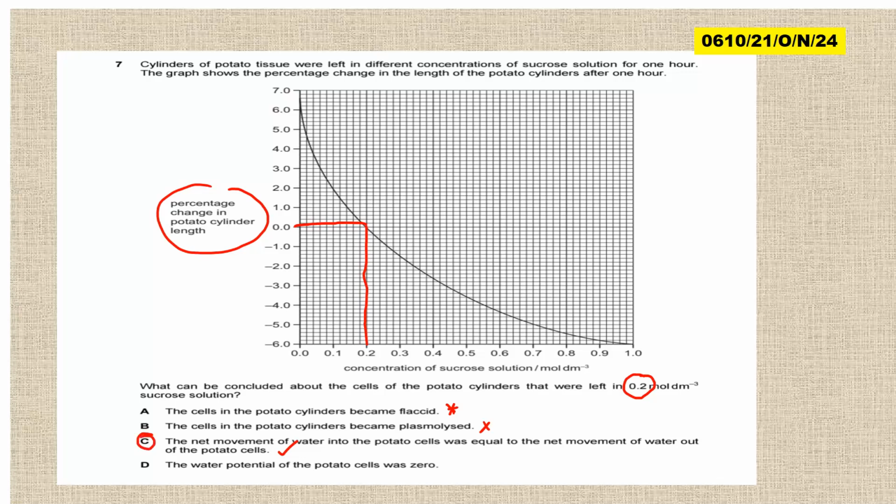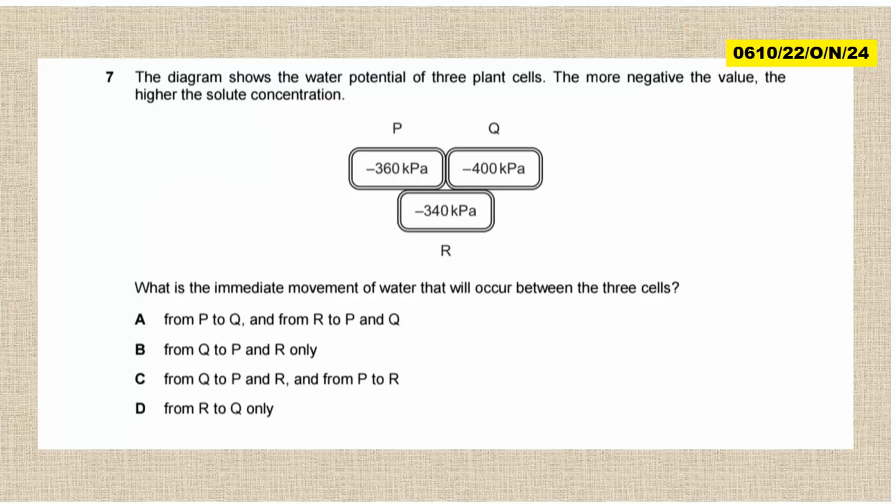And I guess you understand what is happening here. So C, we are going for C as the answer. What is your answer here from your analysis? The diagram below shows the water potential of 3 plant cells. The more negative the value, the higher the solute concentration.